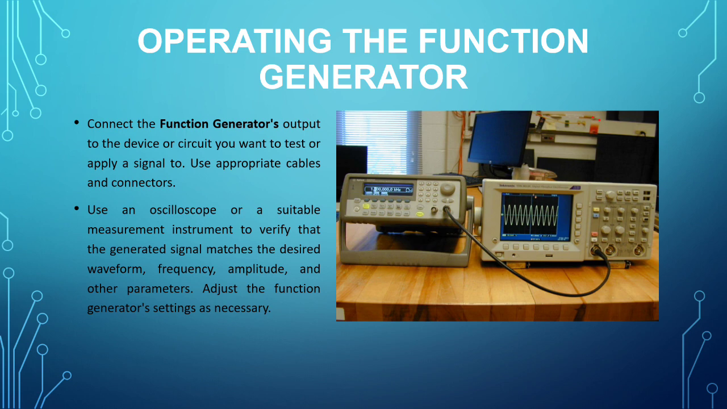Use an oscilloscope or a suitable measurement instrument to verify that the generated signal matches the desired waveform, frequency, amplitude, and other parameters. Adjust the function generator settings as necessary.